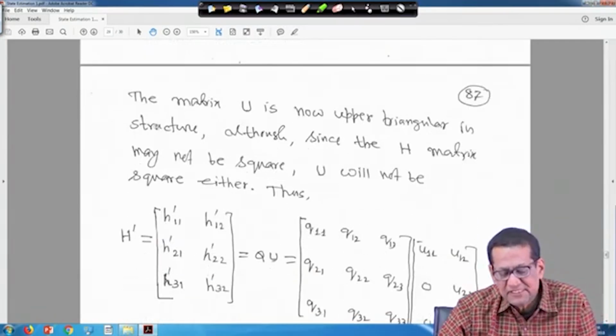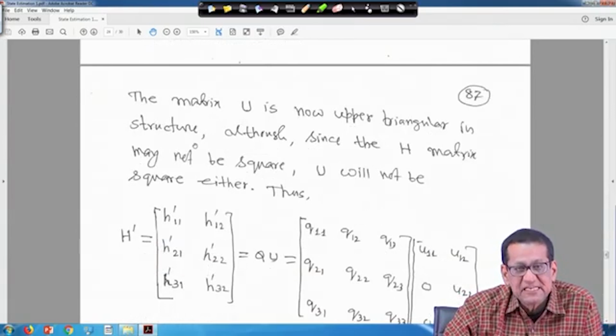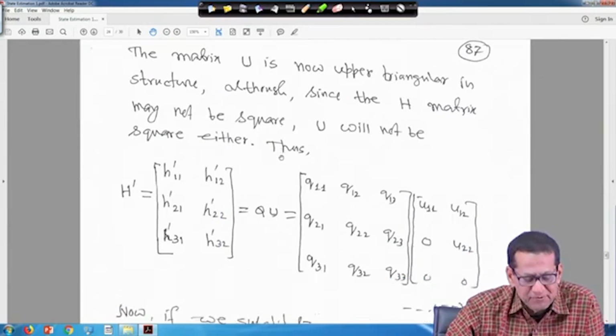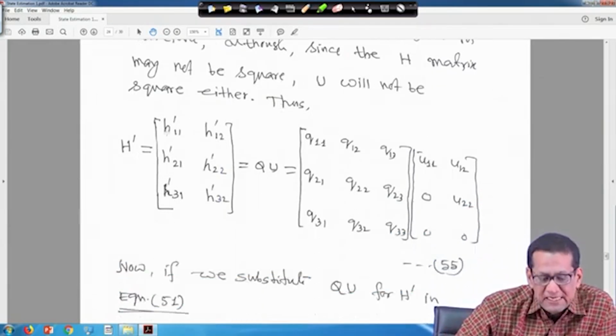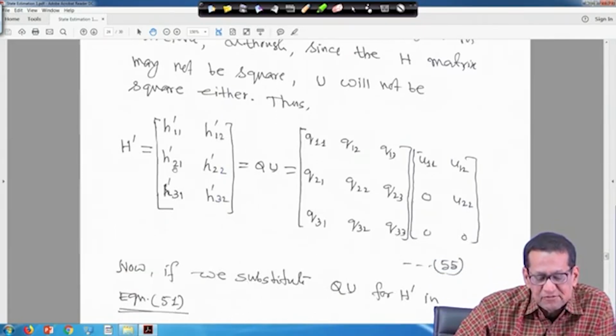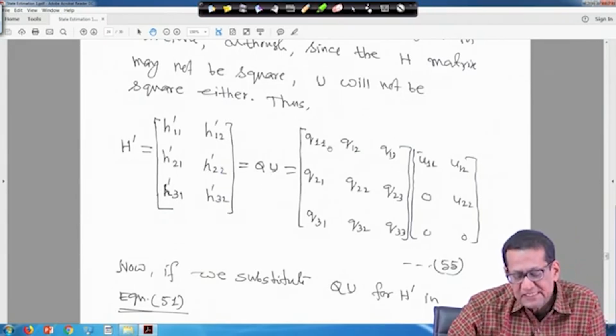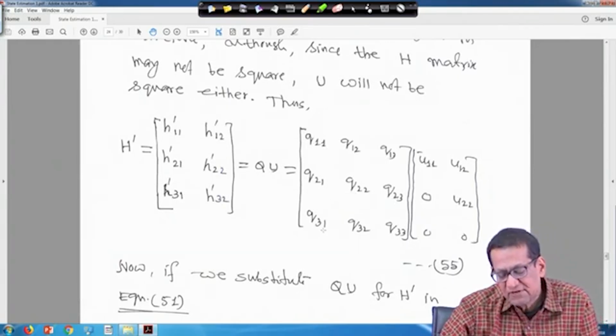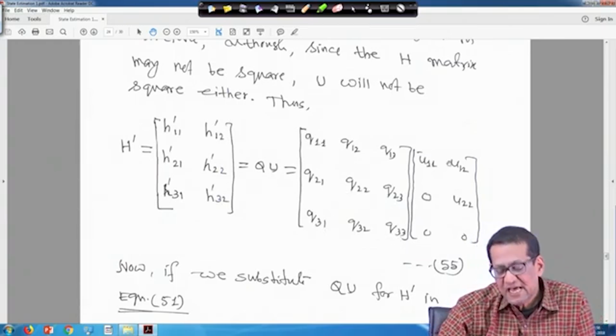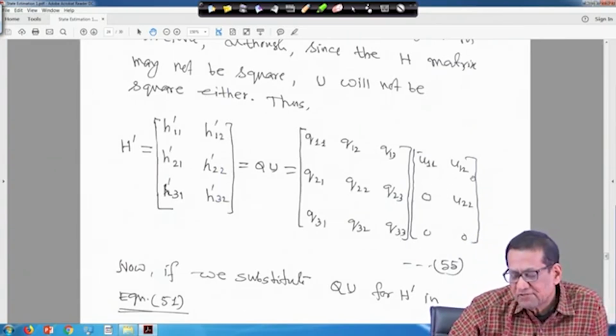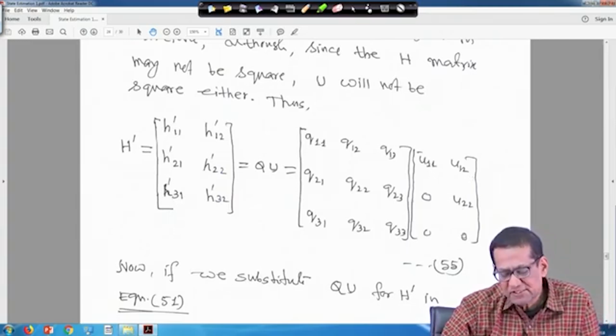The matrix U is now upper triangular in structure. Although, since the H matrix may not be square, U will not be square either, right. Therefore, we can write H dash, with elements H dash 1 1, H dash 1 2, H dash 2 1, H dash 2 2, H dash 3 1, H dash 3 2, is equal to Q U. Q is a 3 by 3 matrix, Q 1 1 through Q 3 3, and U is upper triangular: U 1 1, U 1 2, 0, U 2 2, and 0, 0, right.